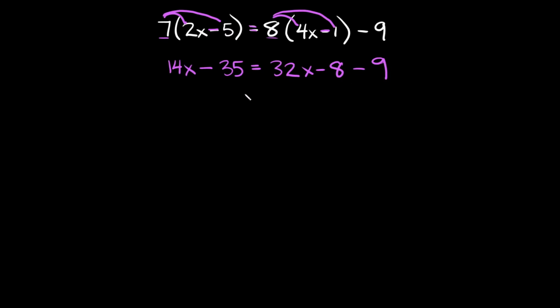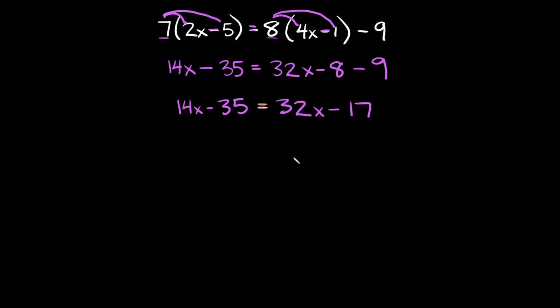Okay, now let's try and simplify this a little bit more before we start moving stuff around. So here we still just have 14x minus 35, and that's equal to 32x. And then here we have negative 8 minus 9, right? So negative 8 minus 9 is equal to negative 17. Okay, now as you can see, we have an x on both sides of this equal sign right here, right? We have an x term right here and an x term right here.